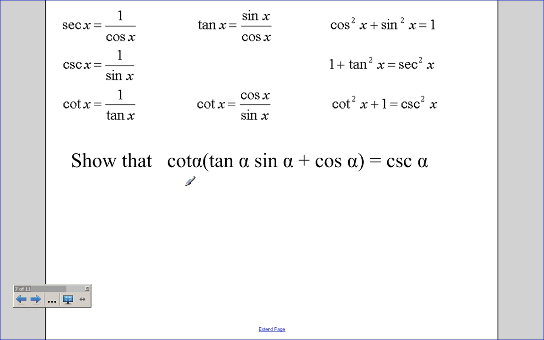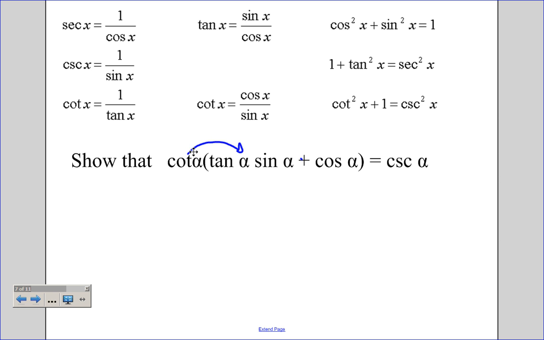All right, let's do this one. We're going to start with this left side, turn it into the right side. So if you are going to do this, well, first pause the video and try it on your own and see if you can do it. All right, hopefully you're done. Now there's many different ways to start this problem. We could distribute, we could do this whole inside first, multiply it by cotangent. Many different ways to start.